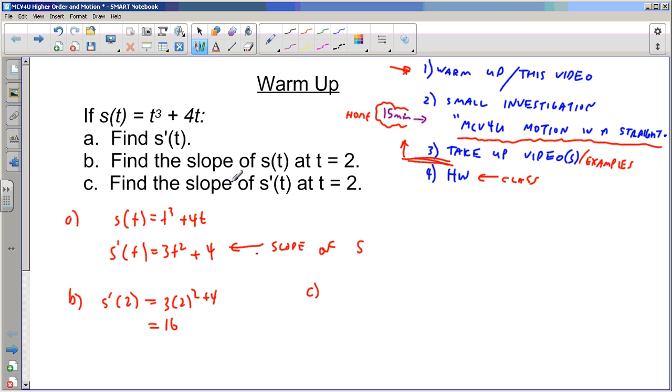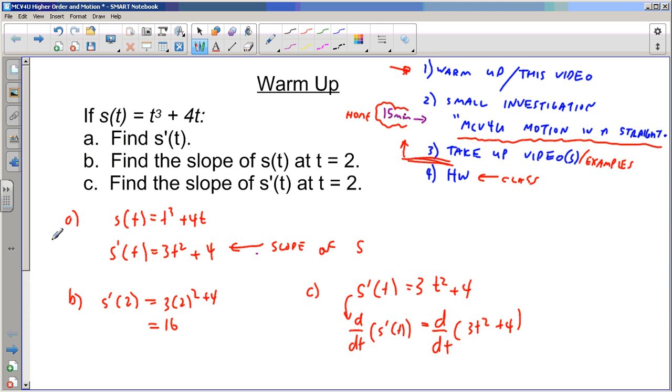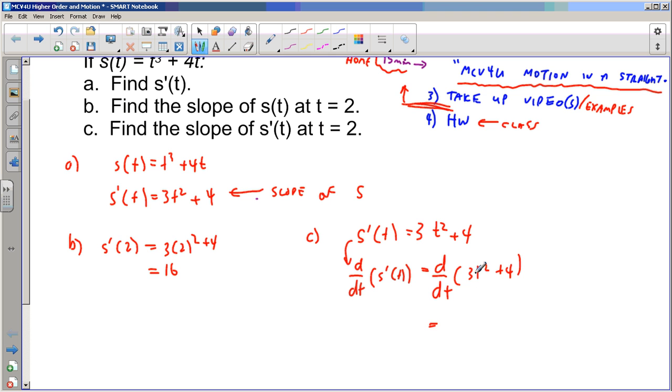This is a weird question. Find the slope of s prime at t. So we want to find the slope of that. Well, that's no problem. If s prime at t is this equation, what we want to do is take the derivative of it, right? I'm going to mix my notations here a little bit just for a second. So I'm going to take the derivative of it with respect to t, taking the derivative of the left and right side. The derivative of this is no problem. This is another easy function to take the derivative of. This is just 6t. The 4 disappears.